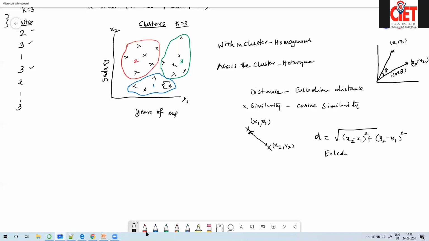Irrespective of their magnitude, if they are on the same line, they would be considered similar. If they are separated like this, they would be considered different. So this is called cosine similarity.